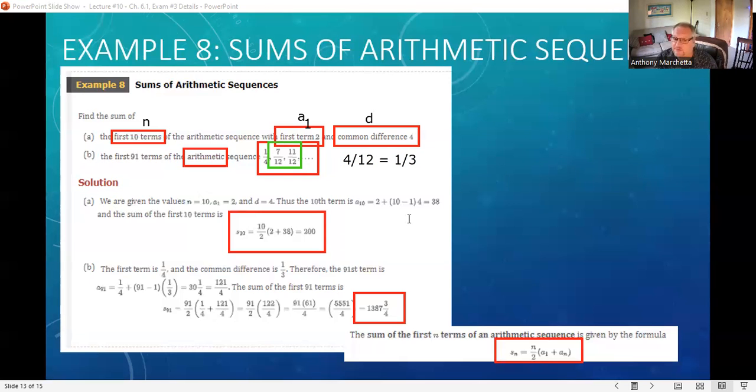So if the common difference is 1/3, by the way, I know the first term, it's 1/4, isn't it? And I know what n is. I'm trying to figure out the 91st term. So here's n. Here's the first term, A sub 1. And here is your D. So as you can see, we got to put it all together in that formula.